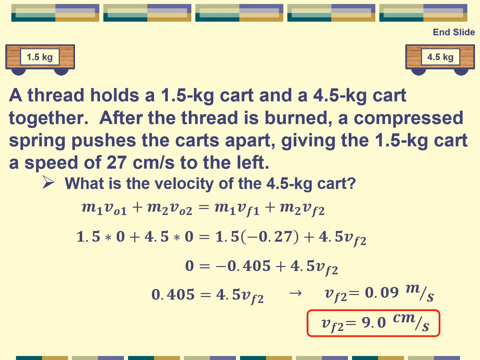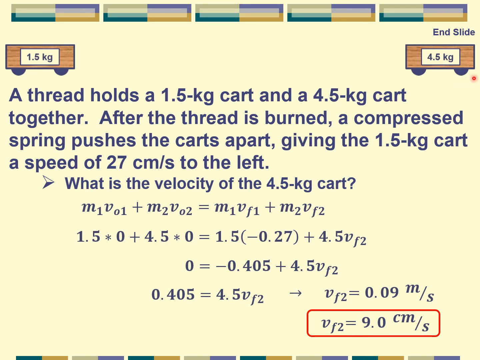Now, if you think about conservation of momentum, the momentum initially was 0 because neither cart was moving. So the momentum after also has to be 0. So if the first cart has a momentum that is 1.5 times 27 centimeters per second, you can figure out mathematically, but think about it like this. If the first mass is 1.5 kilograms and the second mass is 4.5 kilograms, that means the second mass is 3 times the mass of the first one.